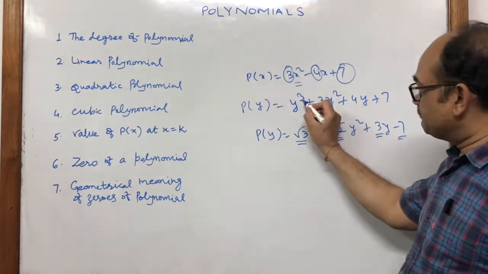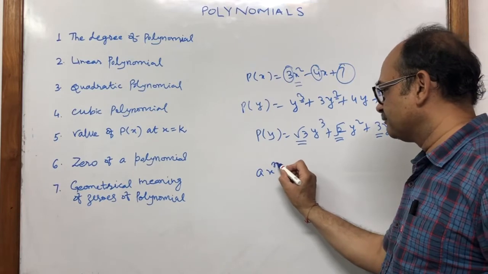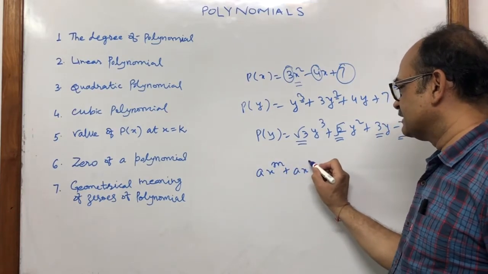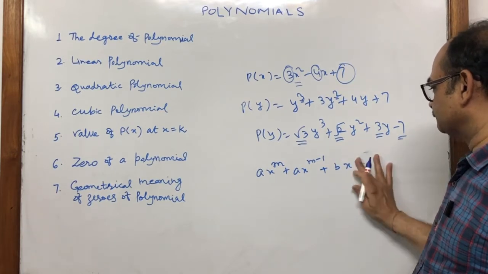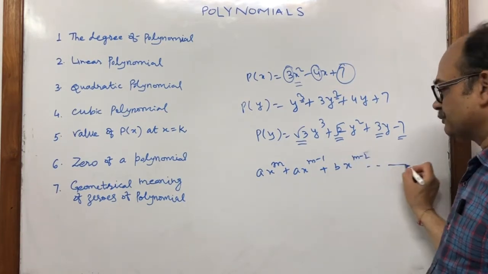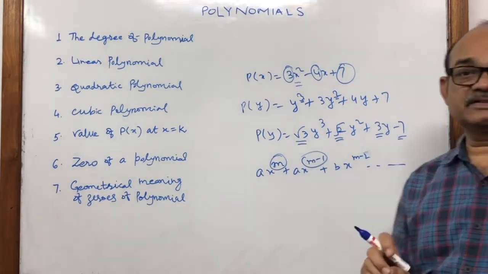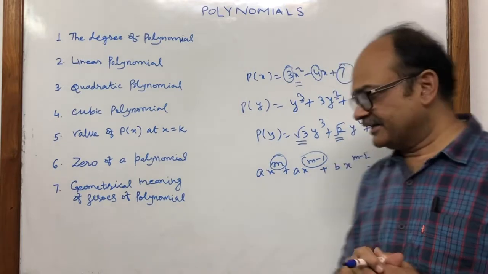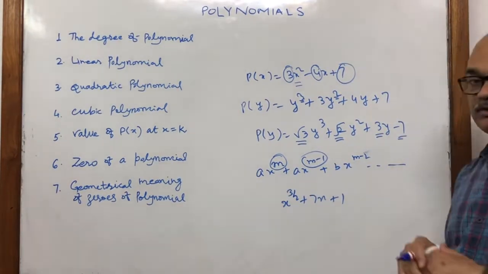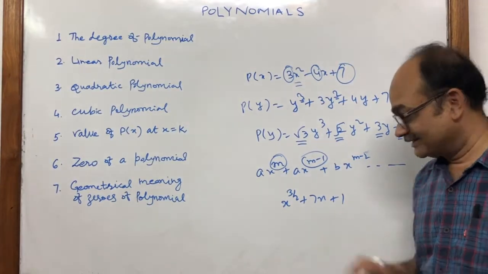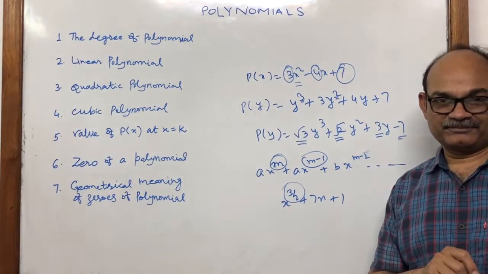अब आता है इनकी पावर्स क्या होगी. What is the definition of a general polynomial? Say a x to the m plus b x to the m minus 1 plus c x to the m minus 2 and so on. These powers are always whole numbers. ऐसा नहीं हो सकता कि x to power 3 by 2 plus 7x plus 1 is a polynomial. You know from your class 9th, it is not a polynomial, because the power is a fraction. It must be a whole number.